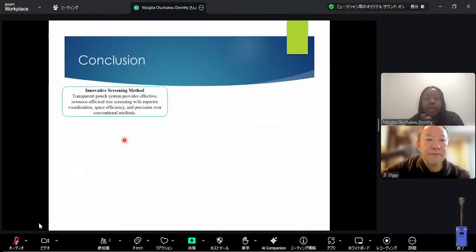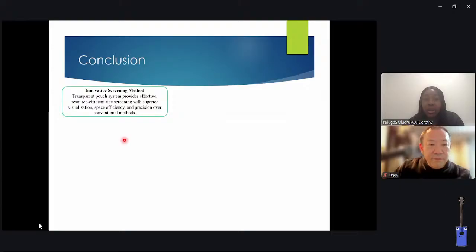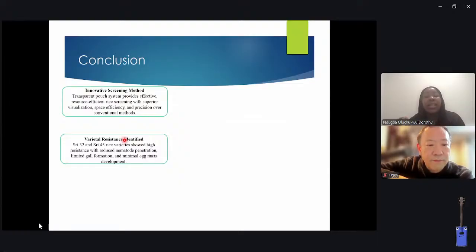In conclusion, the research gave us an insight into an innovative screening method, which proved that the transfer paper pouch provides effective, resource-efficient rice screening with superior visualization, space efficiency, and precision over the conventional method. Then the SRI 32 and 45 varieties showed high resistance with reduced nematode penetration, by limiting gall formation and minimizing egg mass development.